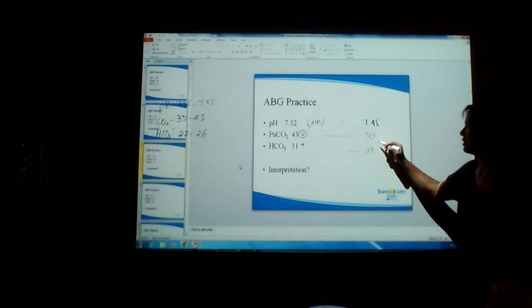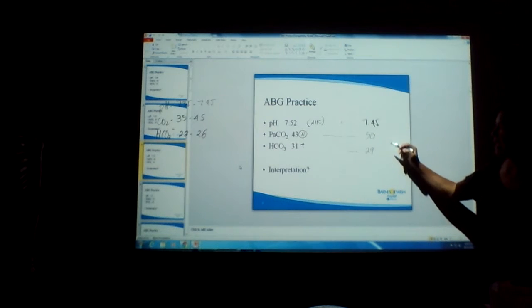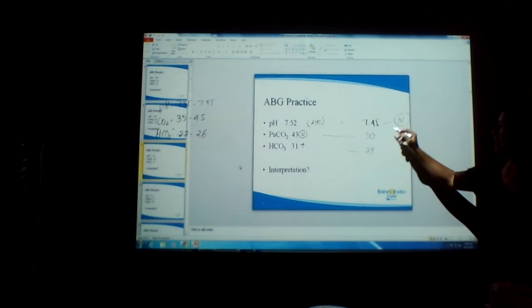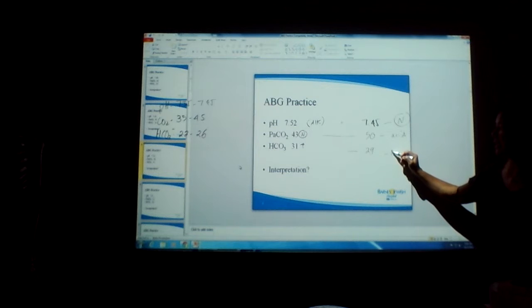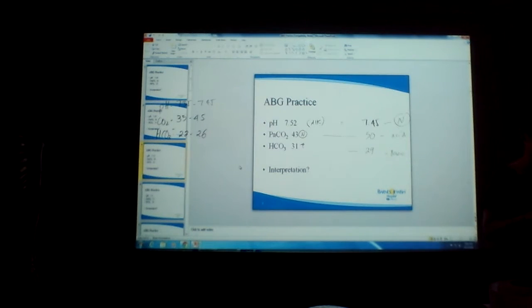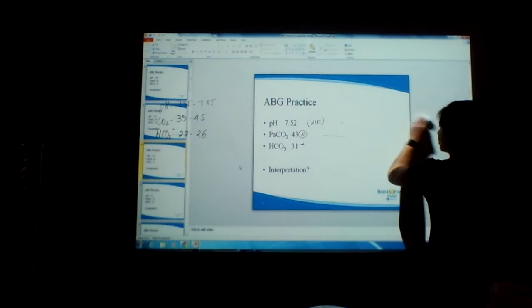So you see, look at this one. What are we going to write for this one? So this one normal, right? This one acid, right? This one basic. So what happened now? This is the same patient. I checked the ABG 15 minutes later. See, now the patient is still metabolic alkalosis, but it is now compensated because the pH went back to normal. You understand now? It's very easy. Now let's look at the next one.